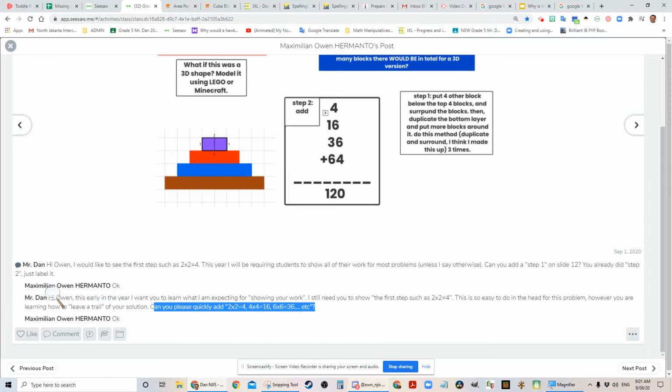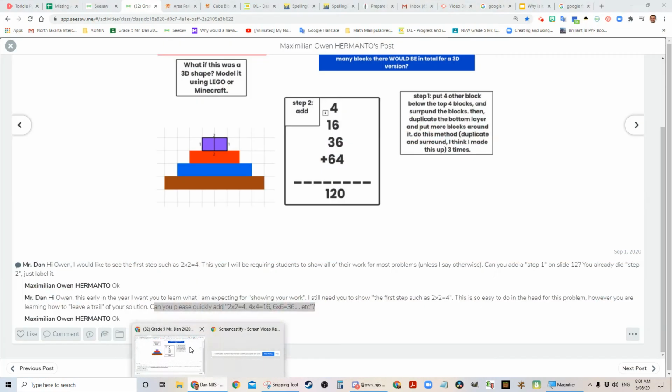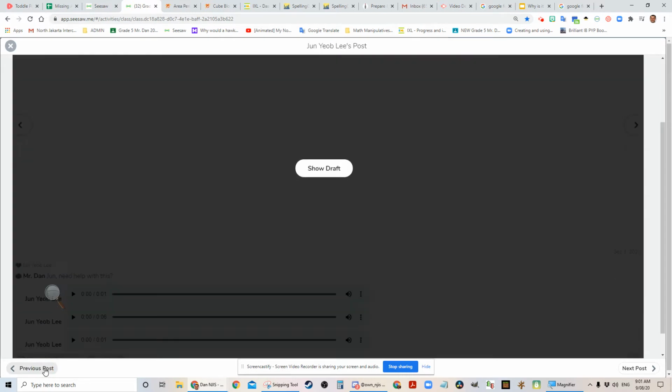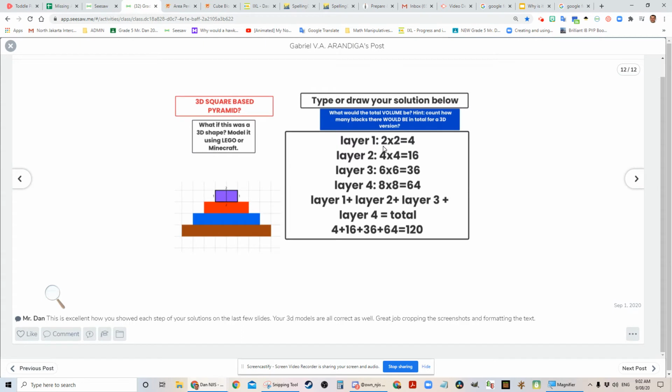He said, okay. I talked to him about that. He said, okay, I'll do that. And then I said, when we do more complex problems, it will be even more important to show every step. So let me show you guys an example right here. Owen's classmate is Gabriel. And Gabriel did a great job here showing layer one, 2 times 2, etc. So he really showed us what he did first.